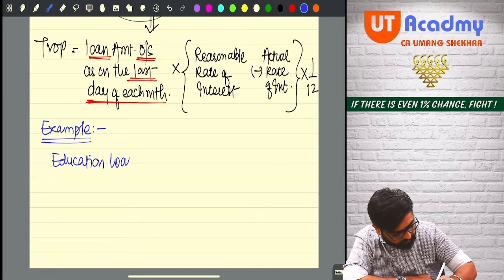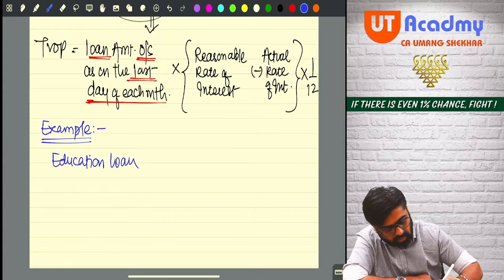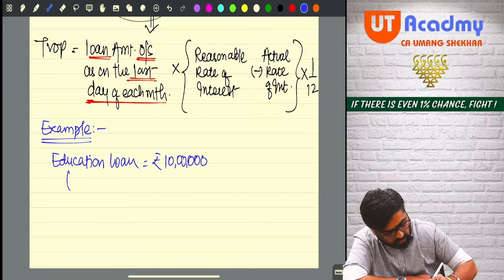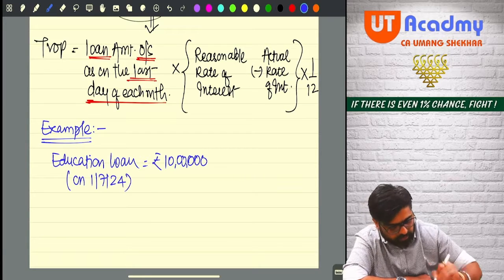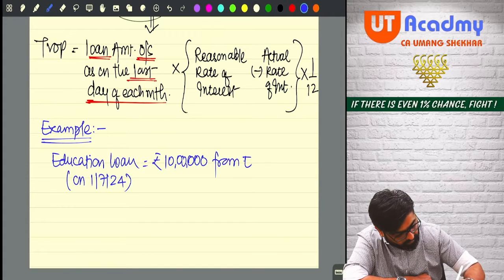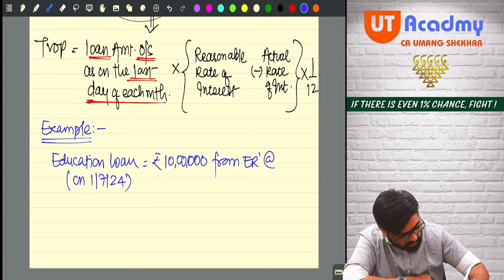For example, an education loan. An education loan was taken amounting to rupees 10 lakhs, and this loan was taken on 1st of July 2024 from the employer at 6% per annum rate.